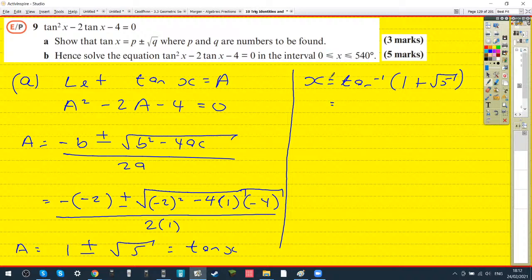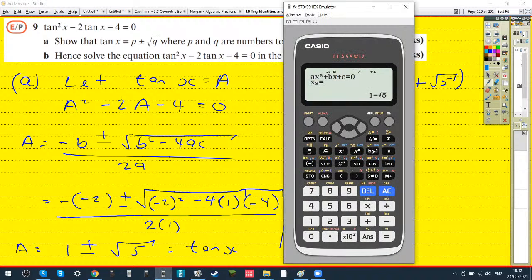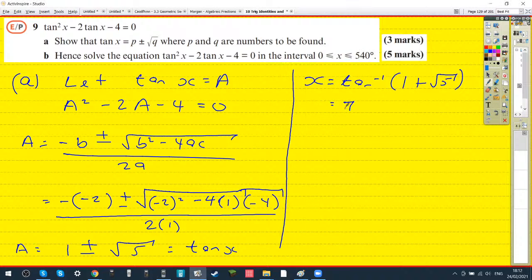I got an error for 1 plus root 5? For 1 plus root 5, it's 72.82 now, so 72.83. Let's just do 72.8. Okay. What's next? Minus 51.02. Minus 51 point, I'll go 0. Minus 51.0. Okay.